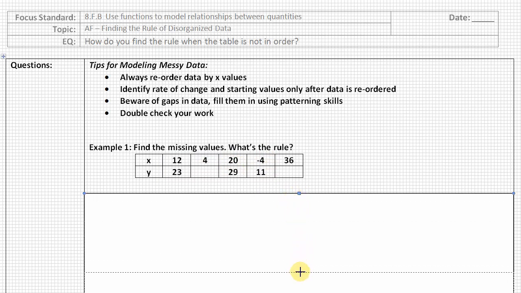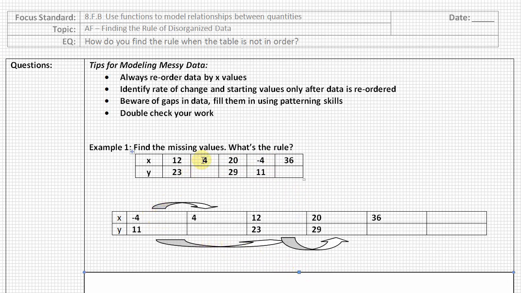So I've gone ahead and done that for our first one. The lowest x value I could find was -4, and then 4, 12, 20, and 36. Then I made sure to keep -4's y value as 11, so -4 and 11. 12 went with the y value of 23, 12, 23, and 20, 29. So that is a good time to make sure that when we make our new table and reorder the data, we still keep the x and y values together.